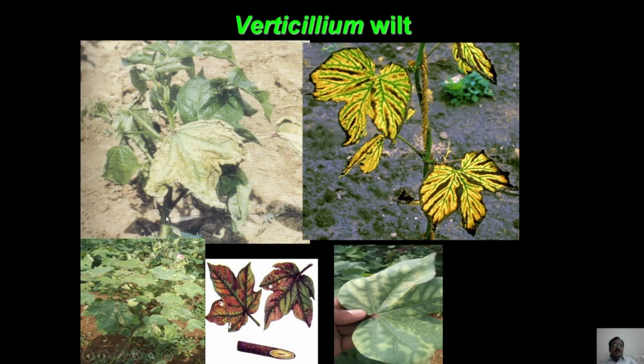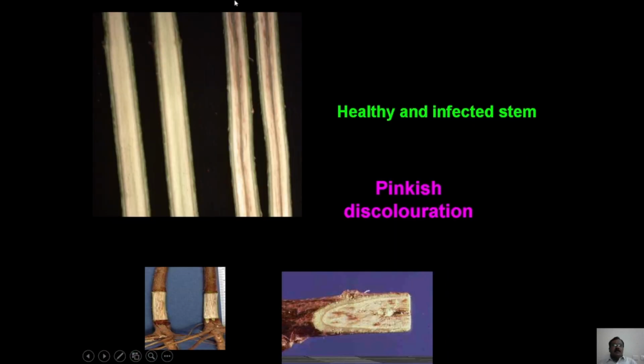This is the typical symptom that appears on the field, and this is the tiger claw symptom you could observe, that is intervenal necrosis of intervenal portions and then venal necrosis, which gives the tiger's claw like symptom. And this is the internal discoloration of the affected plant, where it shows pinkish discoloration of the vascular region. This is the healthy plant, while this is the infected plant, cross section of the infected plant.